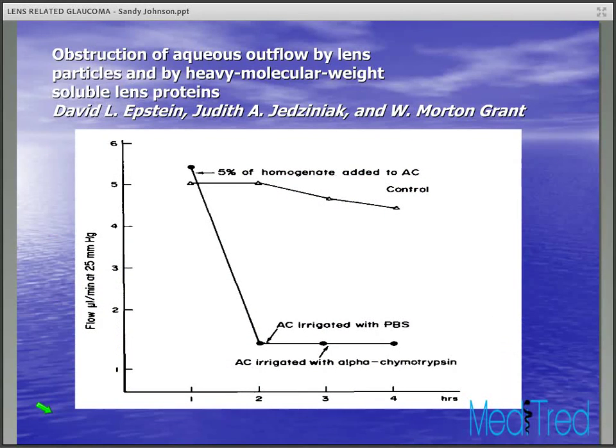And this just shows you the control eyes. And the control eyes, of course, had stable flow, okay? But once they added high molecular weight proteins in lens homogenate, they had less and less outflow. And even though they put in alpha-chymotrypsin, they did not get any restoration of the flow.